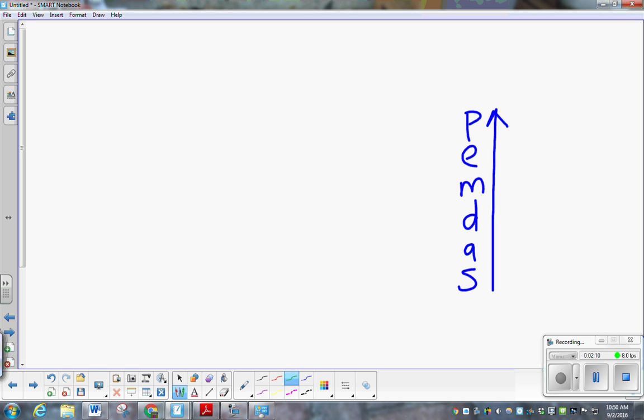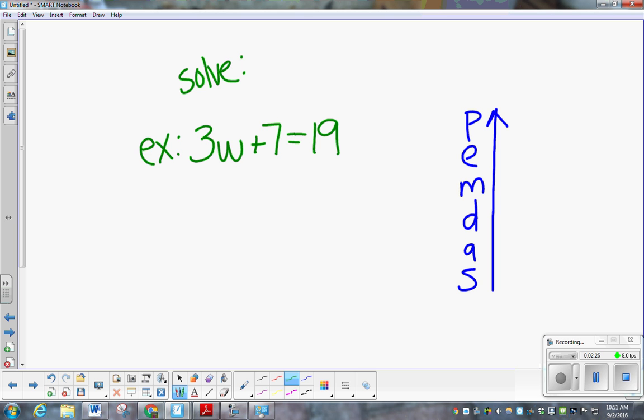So let's try an example of this. Our equation is 3w plus 7 equals 19. Our instructions would be to solve, and that means solve for w. Find out what w has to be. Just like the equations we were working on last week, we're going to draw a line through the equal sign because that reminds me that I have to do the same thing to each side of the equal sign. I have to keep it balanced.